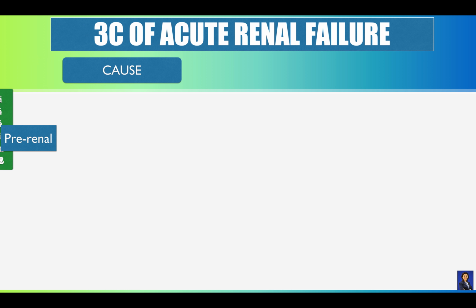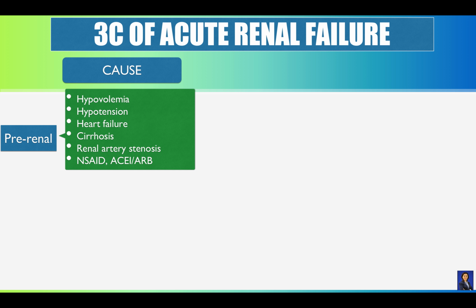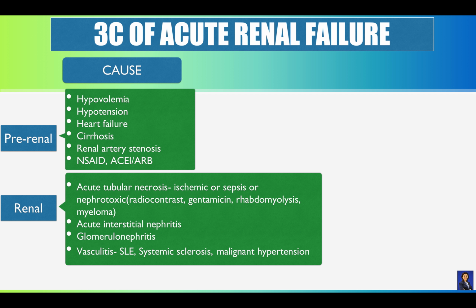Okay, let's look at the causes of acute kidney injury. The majority of acute kidney injury causes are triggered by prerenal causes such as hypovolemia, hypotension, heart failure, cirrhosis, renal artery stenosis, and drug-induced causes such as NSAIDs or ACE inhibitors. In hospitalized patients, renal causes are also common: acute tubular necrosis, acute interstitial nephritis, glomerulonephritis, and vasculitis.